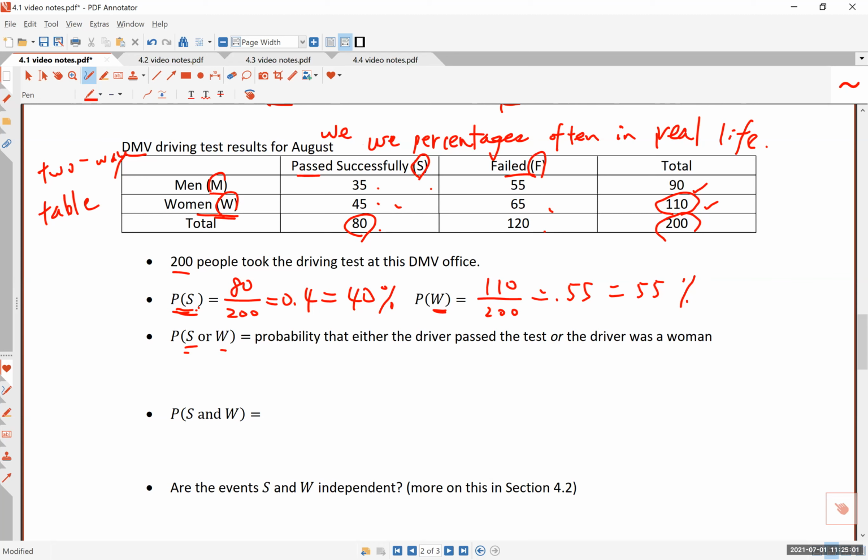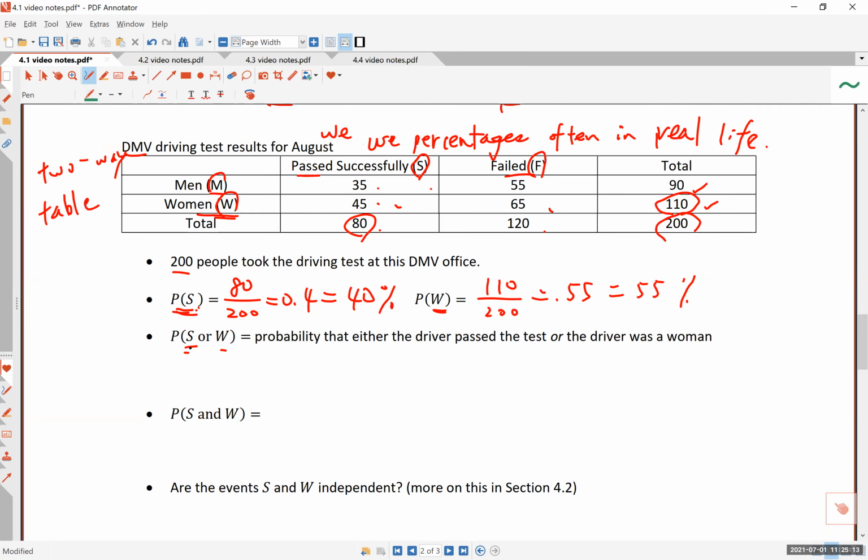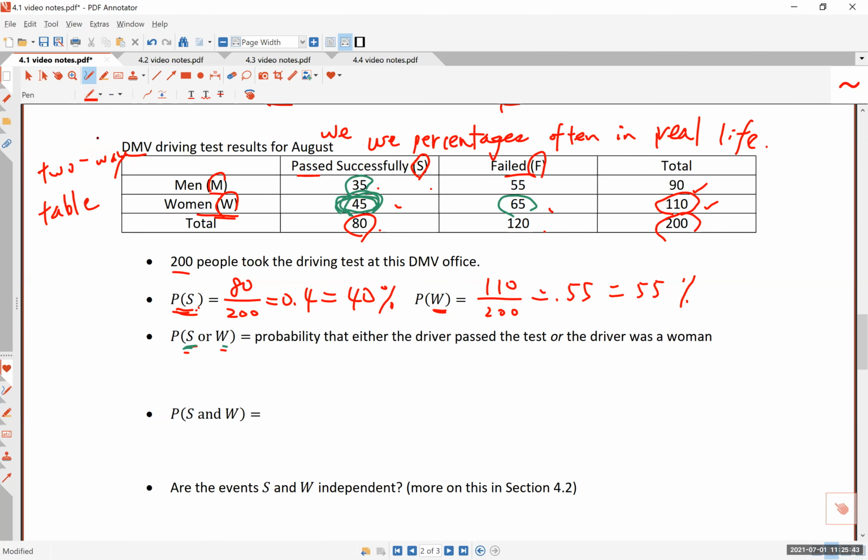All right, so you count all the female drivers, that's a W, and all the ones who succeeded. So let's go ahead and use a different color here. I'm going to use maybe green here. Probability of an S. The S column, that's all of these people. Okay, and the women. Women are all of these people. Notice here, when you count S and W, you're actually including these people who are women who successfully passed the driver's test twice. So you can't count these 45 people twice. And so what you have to do is make sure that you count them only once, right?